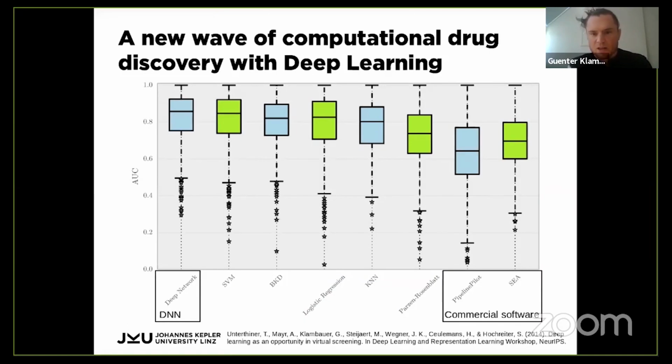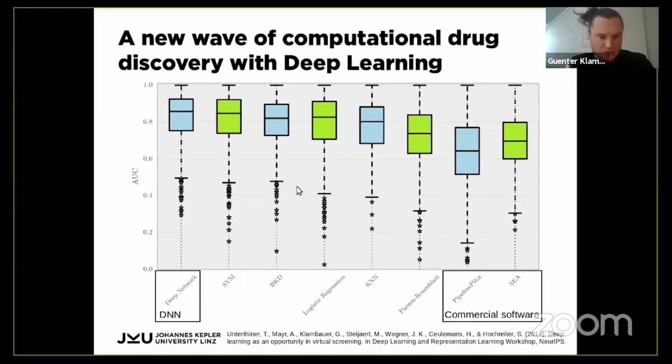Some years back, it was already shown that deep neural networks outperform other techniques at this task of predicting a drug target. So given a molecule, predict to which proteins it will bind. The gap was not as huge as for image recognition, but still it improved in all of the last years with attention mechanisms, and this could be further improved. And commercial software at that point of time was far off at predicting drug targets.